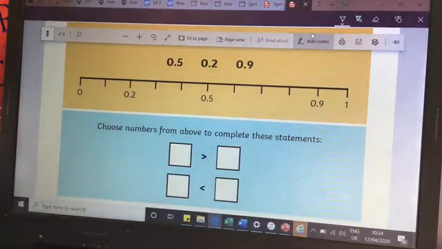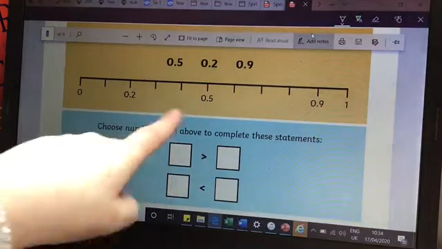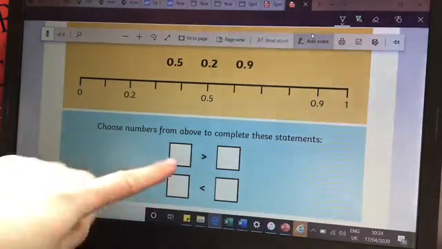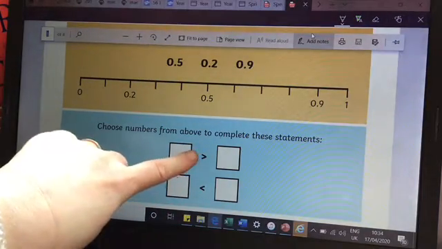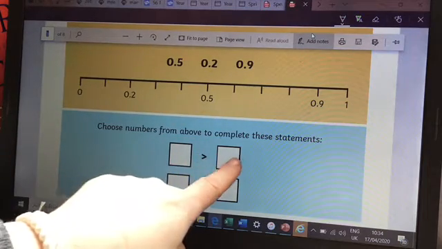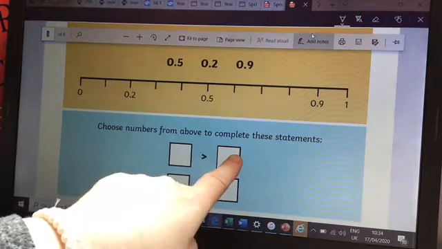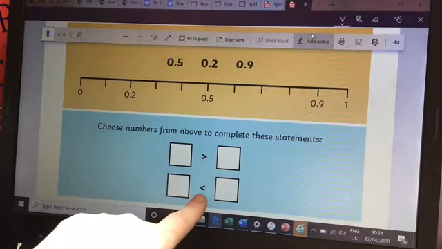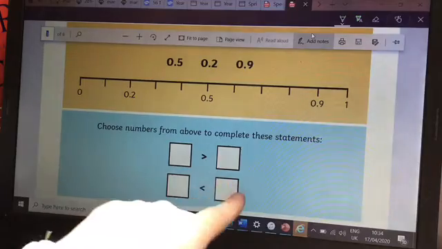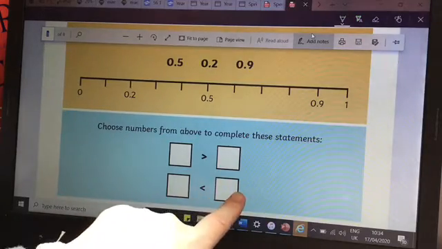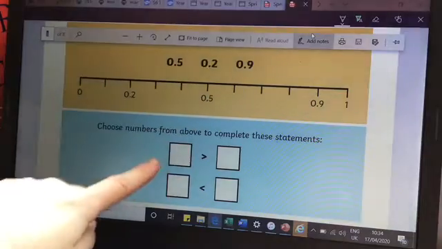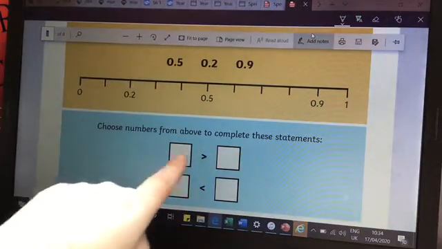So I'm looking at choosing some numbers to complete these statements. This is what I mean by comparing decimals. Now you'll remember these symbols. Remember, this one here means greater than, so the number in this box is greater than the number in this box. And this sign here means less than, so the number that I put in this box needs to be less than the number in this box. All I need to do is pick from these three numbers to make some statements that are correct.